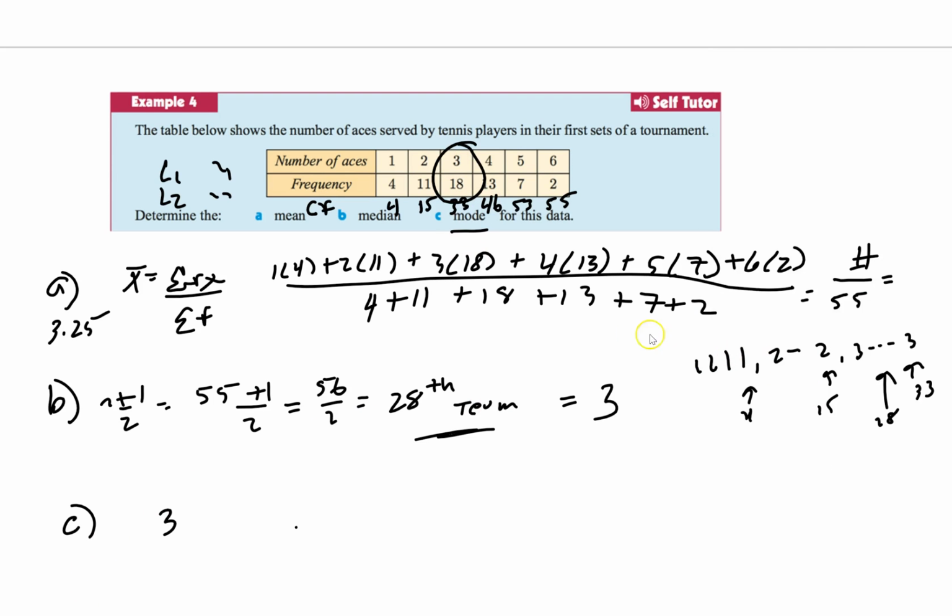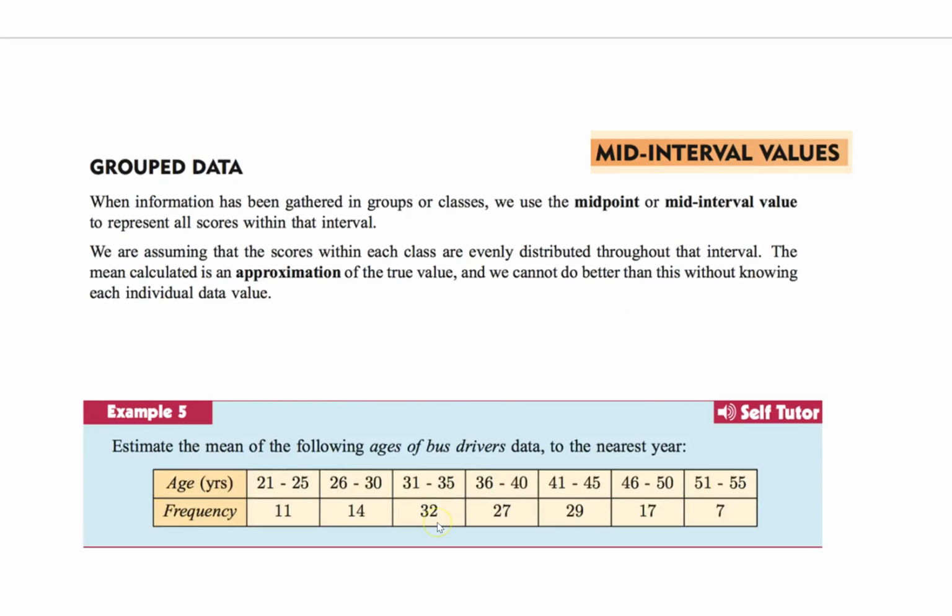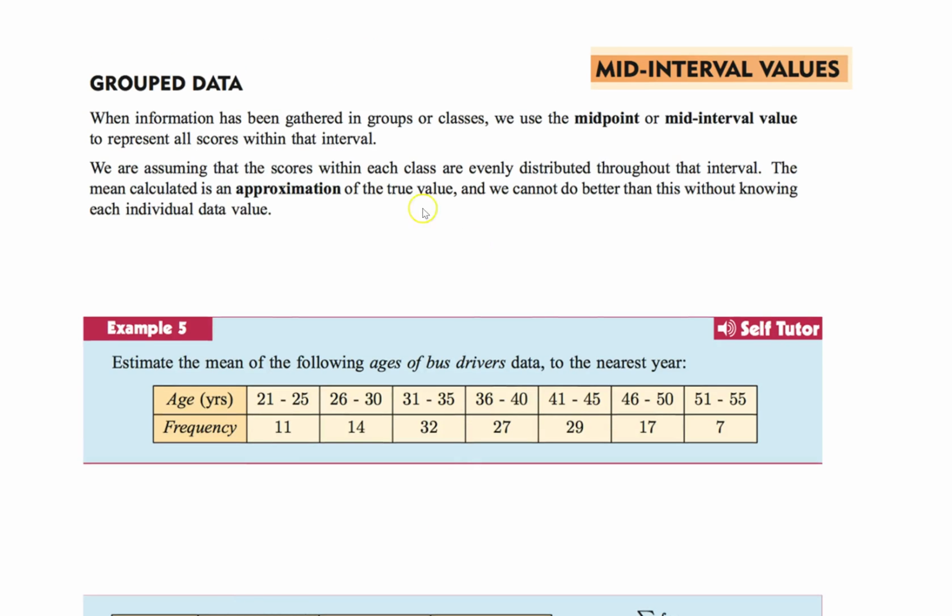Now let's go over one final type of way they could give you a problem with frequency. That's mid-intervals. If you look at the example here, they give you a range for your x values. They don't give you a single number, they give you a range. It looks a lot scarier than it is. All you do, to type this in your calculator or do it by hand, is find the midpoints. That's what they call the mid-intervals.